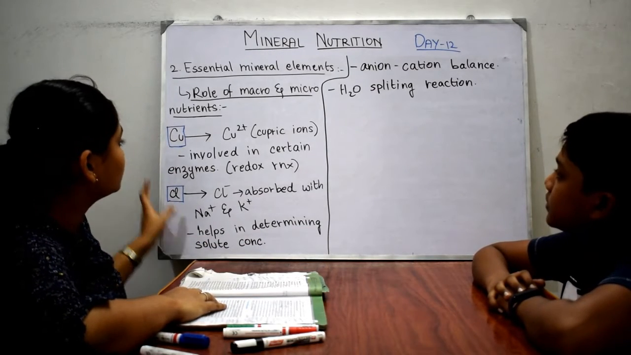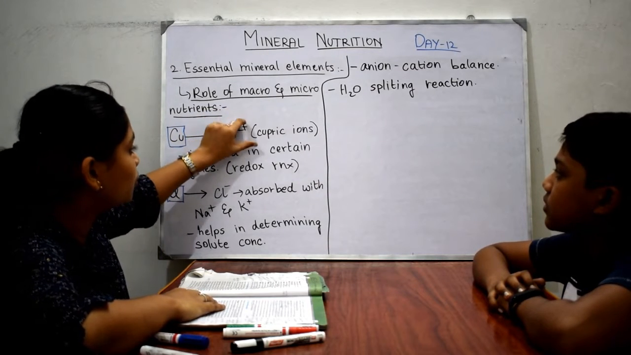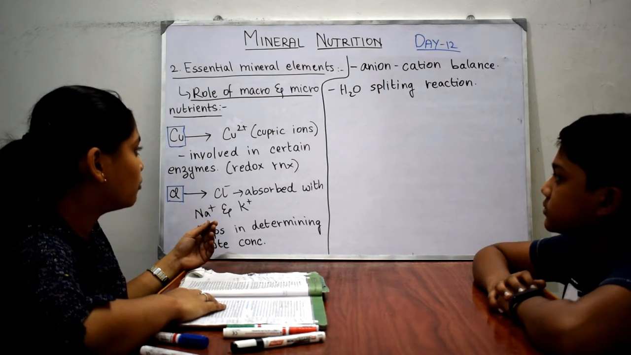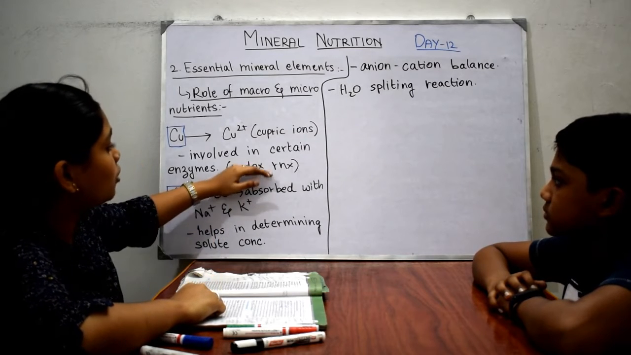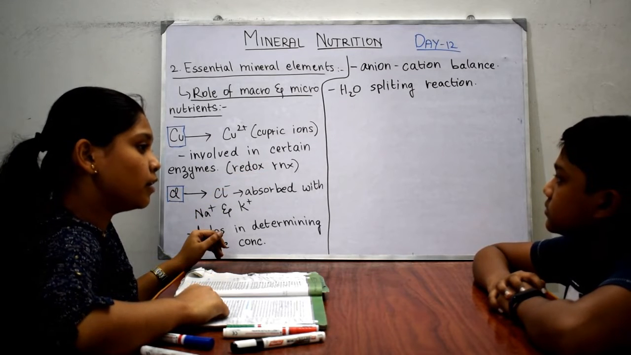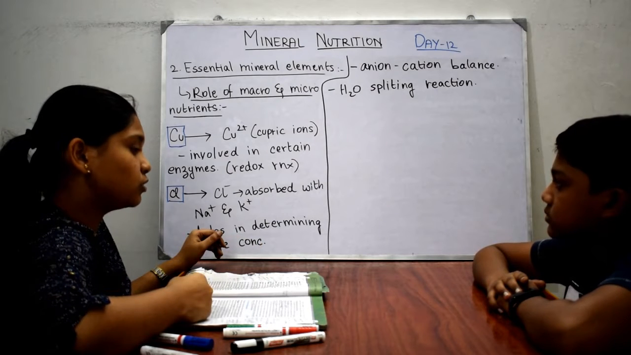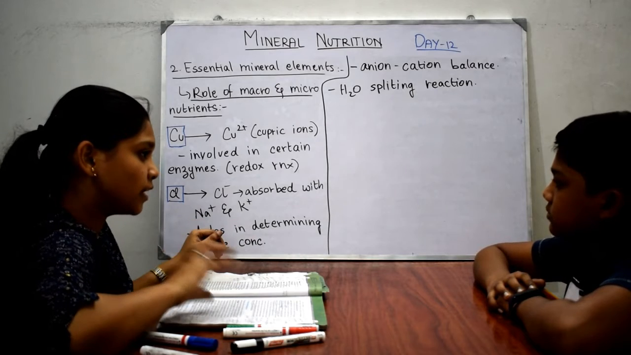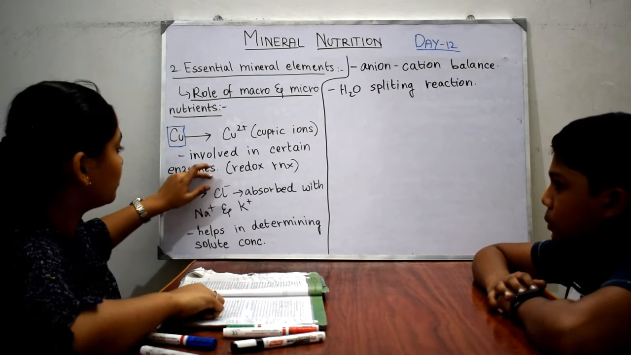Copper is absorbed in plants as Cu2+, which is the cupric ion. Copper is involved in certain enzymes which perform redox reactions. Redox reactions are reduction as well as oxidation. So copper is involved in these kinds of reactions in some enzymes.